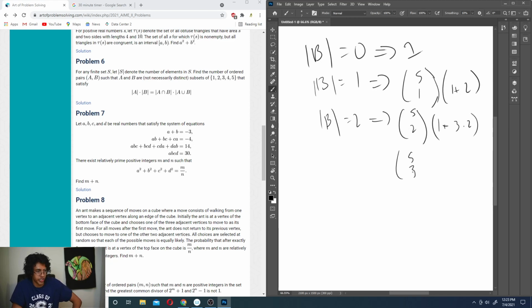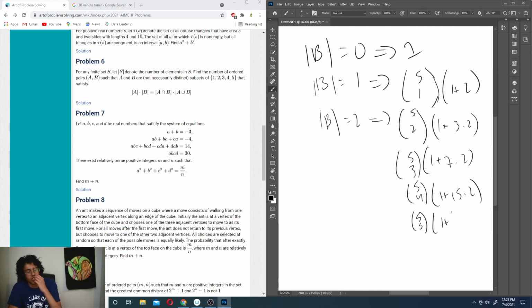Then 5 choose 3 times 1 plus 2 to the 3 is 8, minus 1 is 7, times 2. 5 choose 4 times 1 plus 16 minus 1, 15, times 2, right? And then 5 choose 5 times 1 plus 32 minus 1, 31, times 2. Okay, that's what we got. So we just sum this up. That's kind of nasty, but it should be fine.